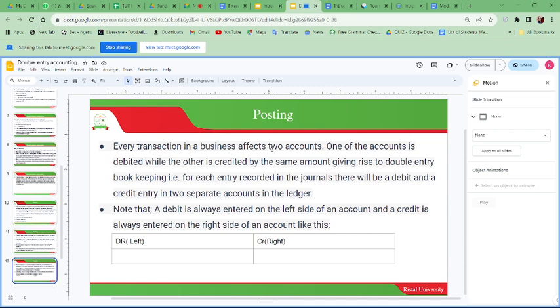Every transaction in a business affects two accounts. One of the accounts is debited while the other is credited by the same amount, giving rise to double entry bookkeeping. For example, for each entry recorded in the journal, there will be a debit and a credit entry in two separate accounts in the ledgers.